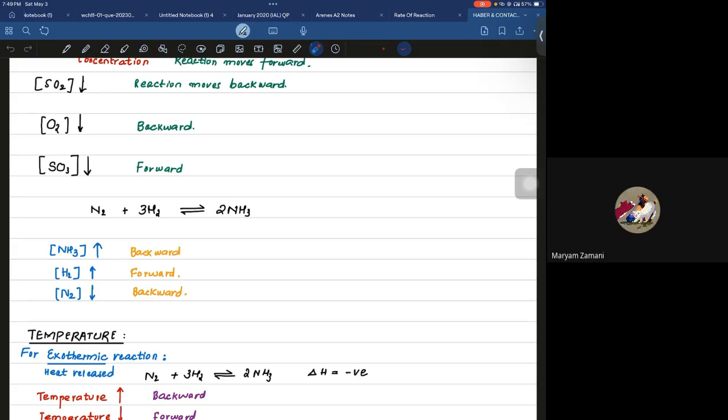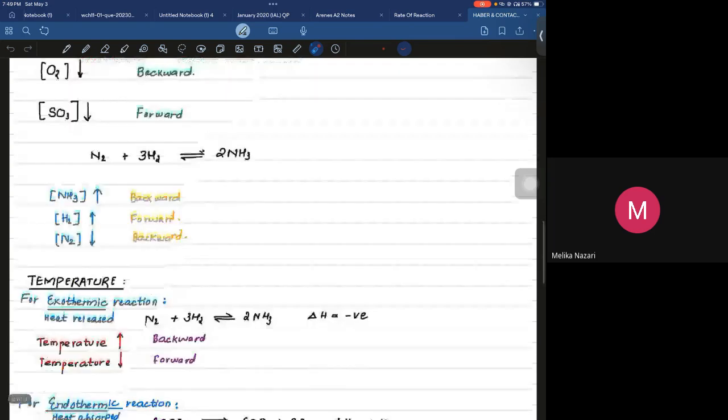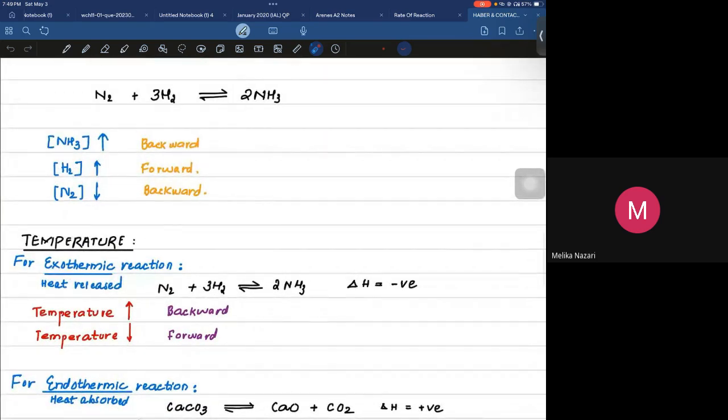I would say that if I am going to increase the temperature of an exothermic reaction, the reaction moves backward, because I'm going opposite to that reaction. Remember, I'm going opposite. So the reaction moves backward because this is an exothermic reaction.